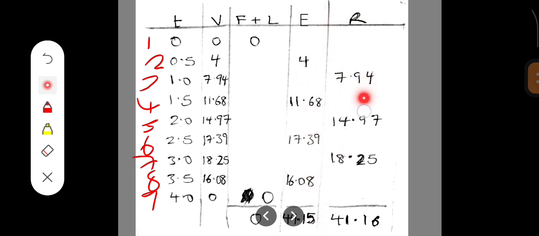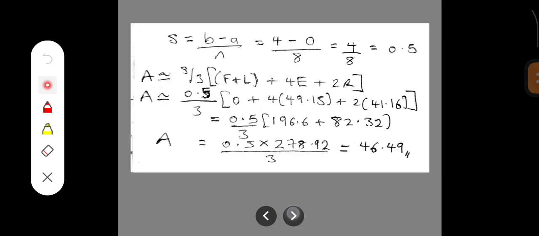Now for the remaining odd ordinate, you just write out the values under the odd number, so 3, 5, 7, 9. We don't need to write 9 again because 9 is already in the last ordinate. Now the sum of 7.94 plus 14.97 plus 18.25 gives 41.16. Now substitute all of this into the formula.